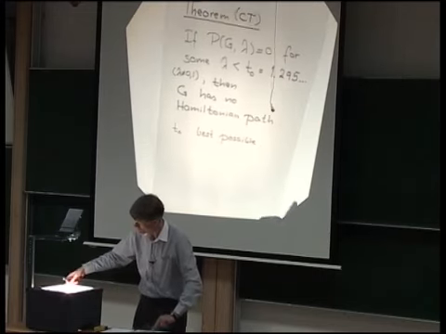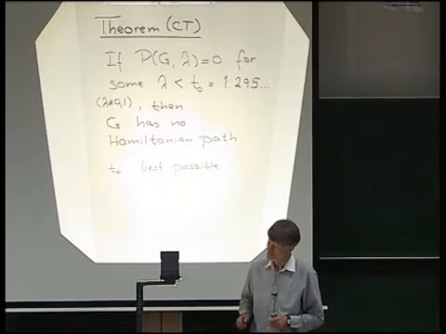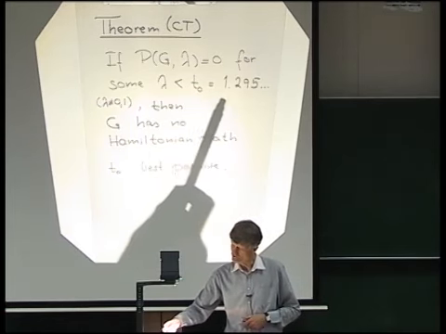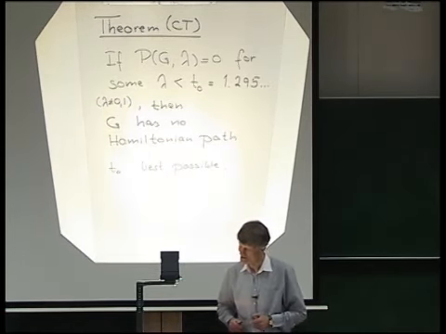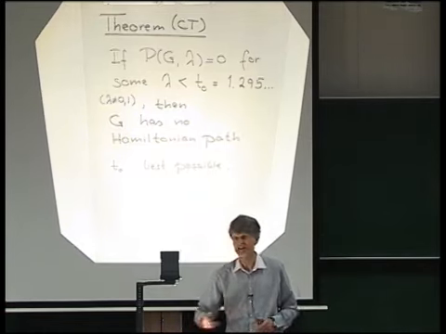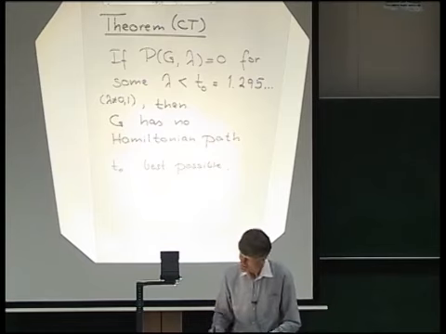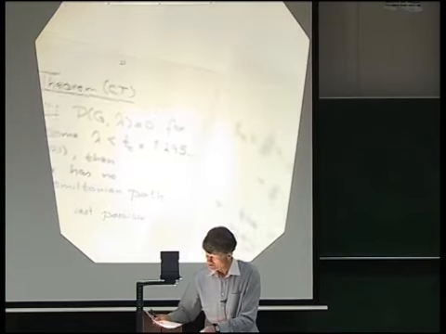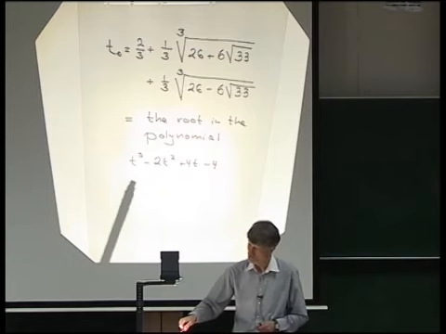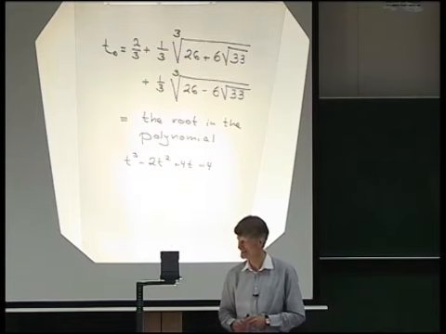Let me say how I could say this. It comes from the following theorem. If you have a chromatic root smaller than this number, 1.29, etc., then it has no Hamiltonian path. And the number I have here is best possible. And what is this number t naught? Well, there's an explicit formula, and it's the root of this polynomial. And this polynomial is not a chromatic polynomial.